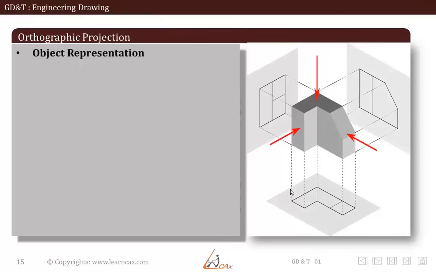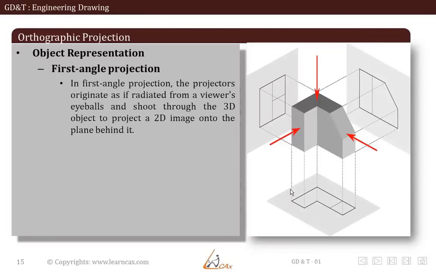Now let us understand it in a better way. What first angle projection means. In first angle projection, the projectors originate as if radiated from a viewer's eyeballs and shoot through the 3D object to project a 2D image onto the plane behind it. It can be taken analogous to the working of the X-rays. So in first angle projection, the image of the part is projected on a plane behind the part from where it has been viewed.